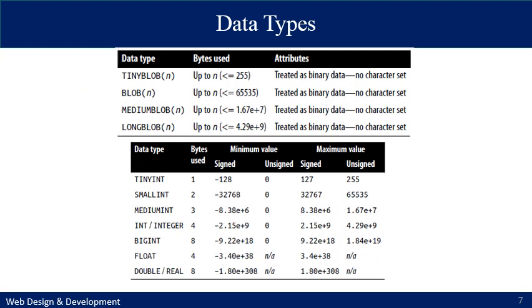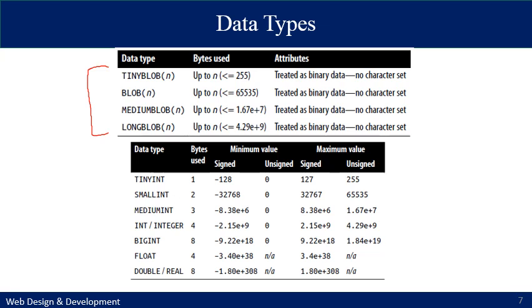Similarly, if you want to store binary data, you have the blob data type, and there are four data types named tiny blob, blob, medium blob, and long blob. So you can use any of these available data types depending upon the size of the input binary data. If the binary data is a small value, you can use tiny blob, and if it is a large image, you can use a medium or a long blob.